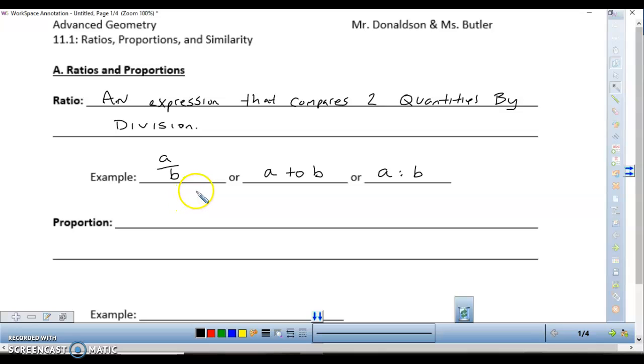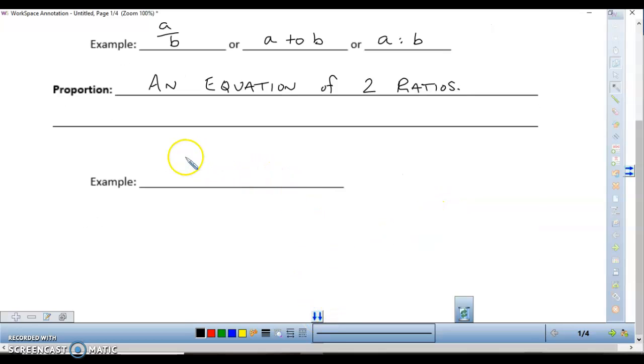All right, next, a proportion. A proportion is an equation of two ratios. Essentially, you just set two ratios equal to one another, and you have a proportion. So an example of this would be the fact that 1/2 is equal to 5/10. This is an example of a proportion because we have two ratios that are equal to one another. You guys probably remember seeing this in Algebra 1.